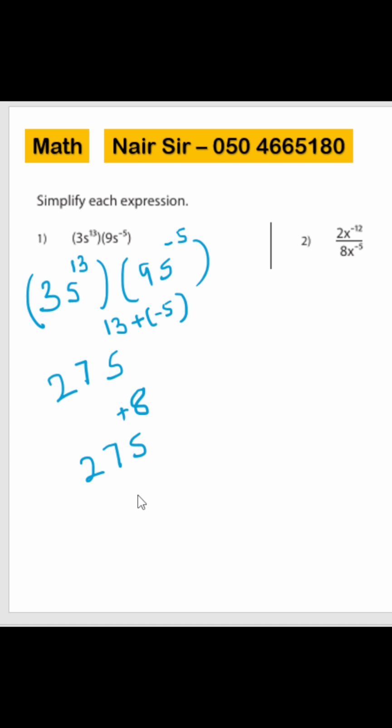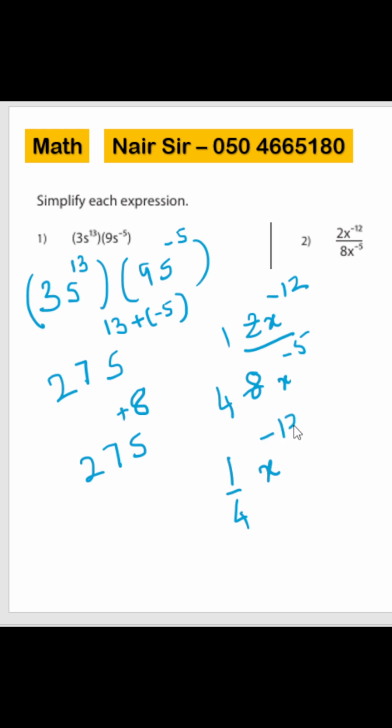Alright. Now, let's look at the next one. I'll just try to do this one also. 2x raised to minus 12 divided by 8x raised to minus 5. Let me look at 2 and 8. So 2 1s are 2, 2 4s are 8. Simple. x raised to minus 12, 1 upon 4 x raised to minus 12.